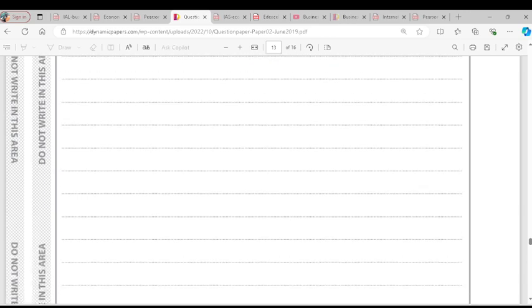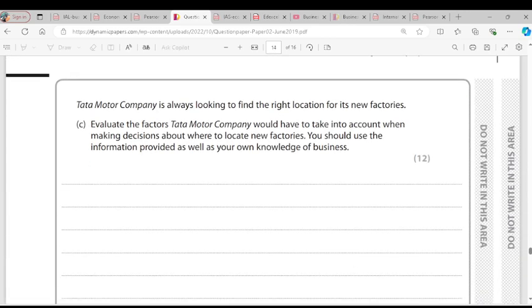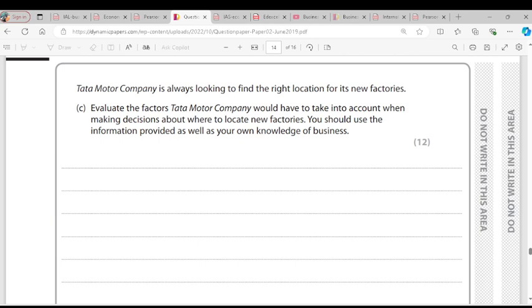Then we'll go to 4C. They said Tata Motor Company is always looking to find the right location for its new factories. Evaluate the factors Tata Motor Company would have to take into account when making decisions about where to locate new factories. You should use the information provided as well as your knowledge of business.